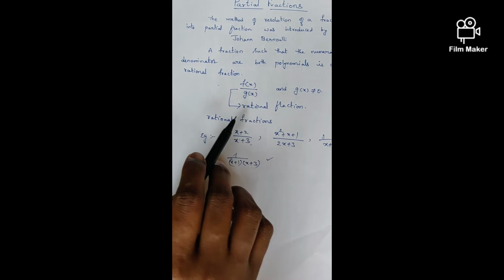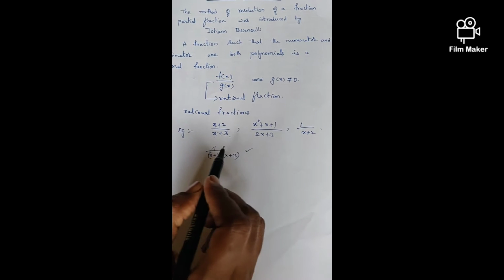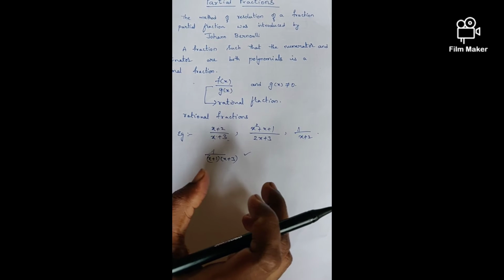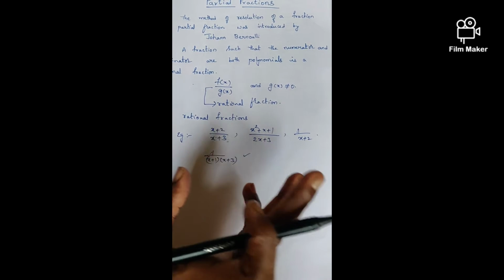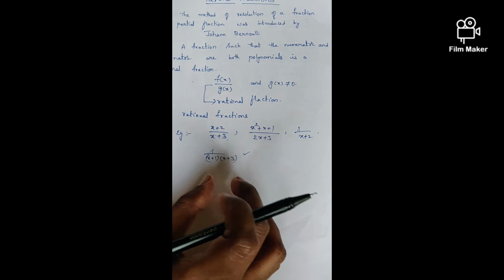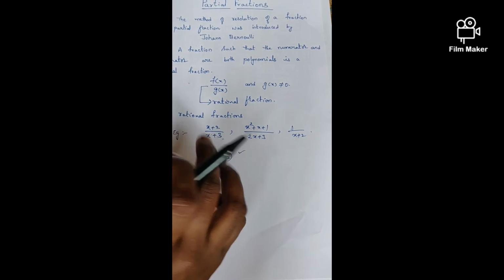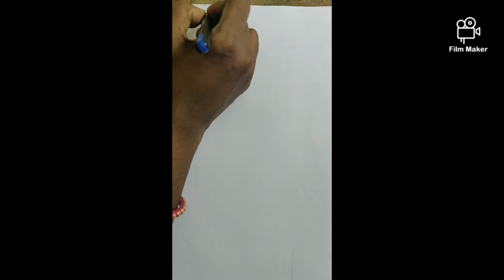Coming to partial fraction, we express the fraction as a sum of polynomials and one or more fractions with a simple denominator. The denominator must be in a simple manner. Then it is called a partial fraction. Example.